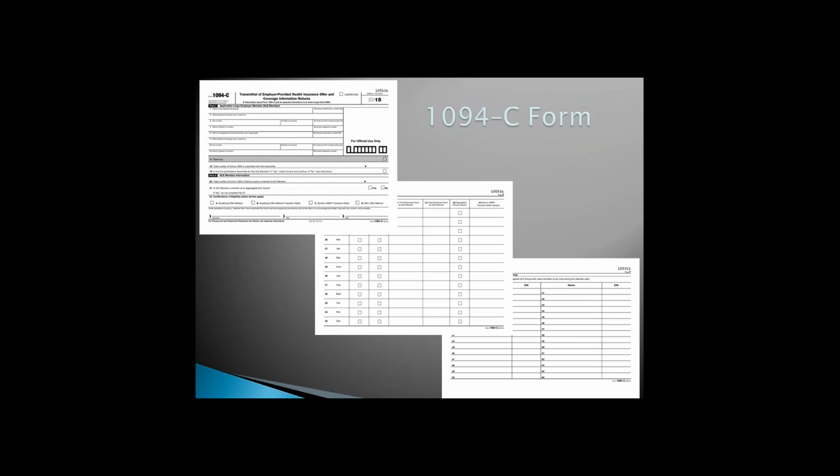So as you can see here, this transmittal form is much more in-depth than the 1094B form. The 1094C is 3 pages in length, and later on in the presentation, we will discuss what each section of this form means and what information is required for each section of this form.